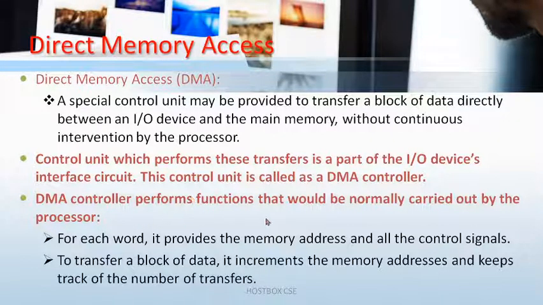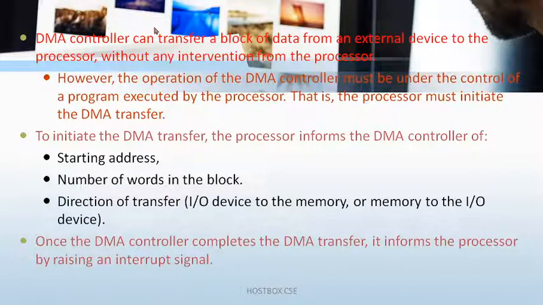The DMA controller performs functions that would normally be carried out by the processor. For each word it provides the memory address and all the control signals. To transfer a block of data, it increments the memory addresses and keeps track of the number of transfers. The DMA controller can transfer a block of data from an external device without any intervention from the processor. However, the operation of the controller must be under the control of a program executed by the processor. That is, the processor must initiate the data transfer.